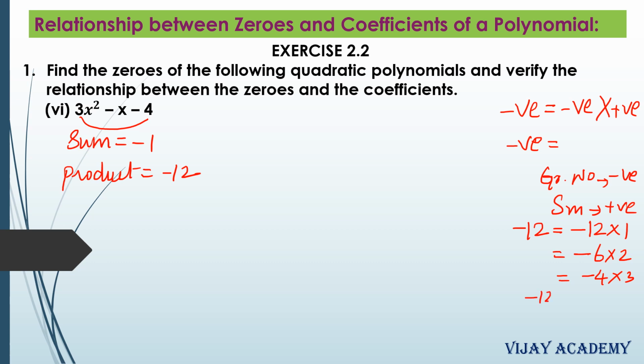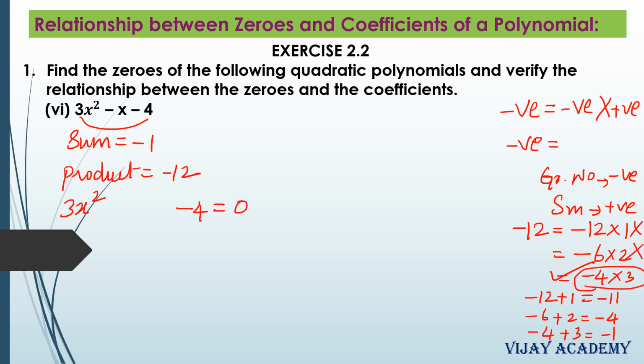So adding minus 12 plus 1, we get minus 11, so this won't be satisfied. And minus 6 plus 2, we get minus 4, this also won't be satisfied. And then minus 4 plus 3 will give you minus 1, so this will satisfy both the conditions. So we are supposed to split the middle term using minus 4x and plus 3x. So write the first term, that is 3x square and minus 4 as it is and equate it to 0, and split the middle term as minus 4x and plus 3x.